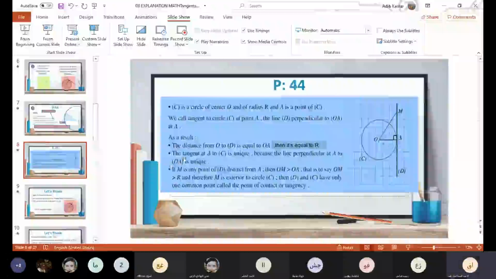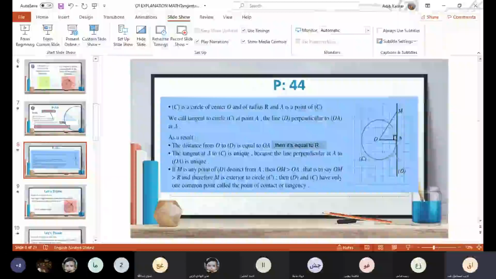The tangent at A to C is unique. Meaning I cannot draw more than one tangent at this point A to circle C, because the line perpendicular at A to OA is unique. At the point A I can draw only one line perpendicular to OA at A. So it is at the same time the tangent and perpendicular to the radius at the point of tangency, which is A.